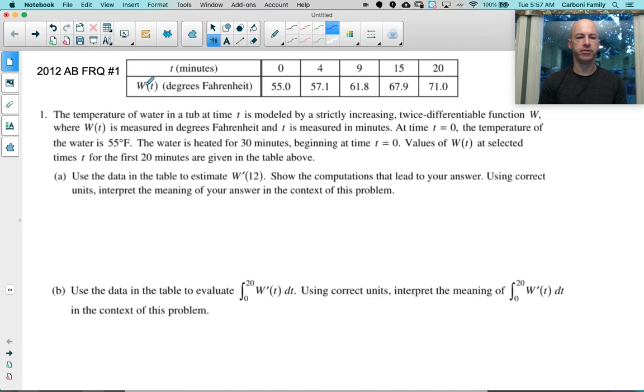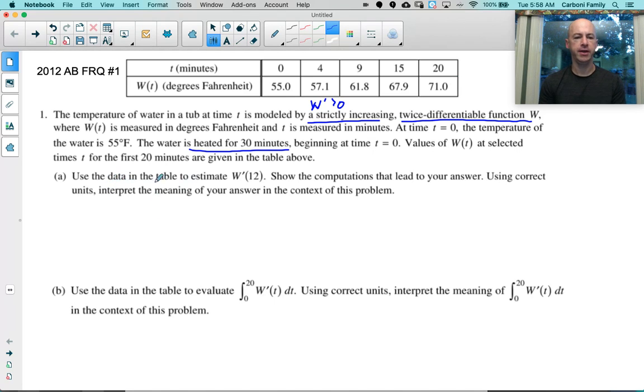Okay, 2012 AB number 1, we have a table of values giving the temperature of water in a tub. They tell you that the temperature is strictly increasing and twice differentiable. I would probably go ahead and make a note that W prime must be positive because they do tell you the temperature is strictly increasing. The only other piece of information in the paragraph that's kind of interesting that the table does not already tell you is that the water is actually heated for 30 minutes, and the table stops at 20 minutes.